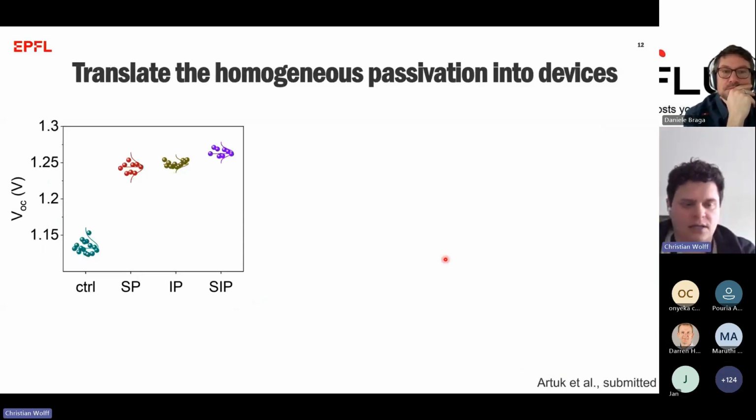We then took this to the device and took a look at the open circuit voltage, and indeed what we have just seen in the photoluminescence is also translated. That means we are not having any issues extracting the charge carriers that are now not being lost due to recombination. And so we were able to boost the open circuit voltage in the full device by something like 100 millivolts in the case of surface and interface passivation, and then if you combine the two, you get an additional 20 millivolts or so.